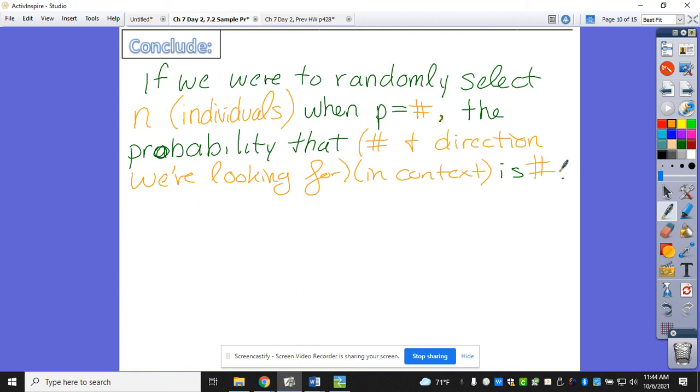So the one we did on the left-hand side, and I know you're writing this fine, would be saying if we were to randomly select 1,540 adults when p equals 0.15, the probability that we get between 13% and 17% jogging is 0.9722.